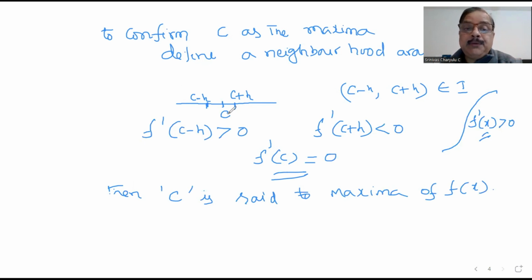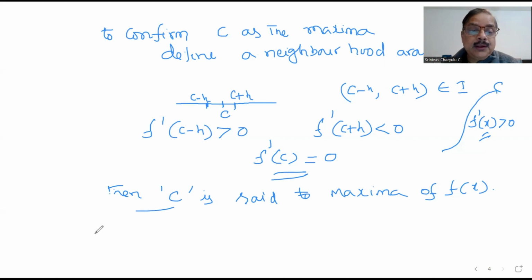Please understand, around the neighborhood of c, this is the maxima definition I am giving. You confirmed, let us say, c as the maximum point. In that case, we define a neighborhood just around c. When we were defining limits and continuity in the particular video classes, we defined a neighborhood c minus h and c plus h. Compare f dash at c minus h and f dash at c plus h. One should be greater than 0, the other should be less than 0. f dash c plus h should be less than 0, f dash c minus h should be greater than 0, and f dash c must be 0. If these three are met, c is called the point of maximum.